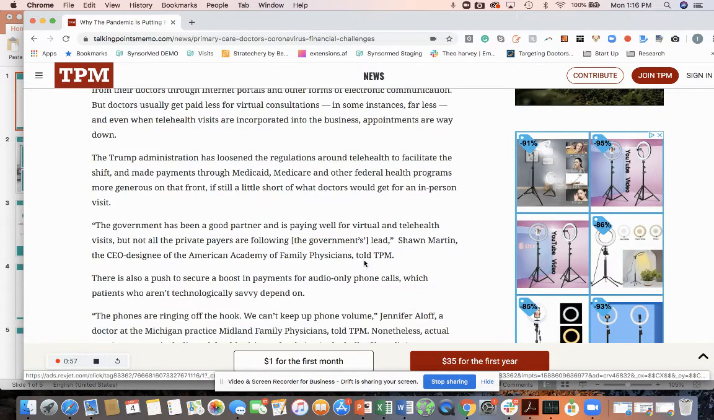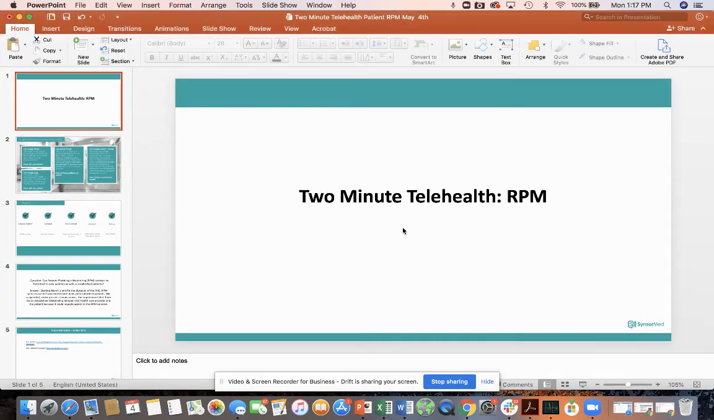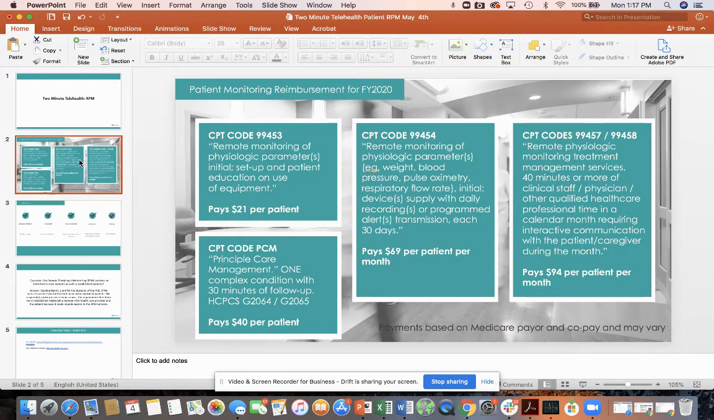What are some other areas that you can do beyond just video telehealth to help your practice? One of the things we want to talk about today is remote patient monitoring. If you're not familiar with it, these are codes that came out roughly 2 years ago that allow you to get compensated for looking at patient data.